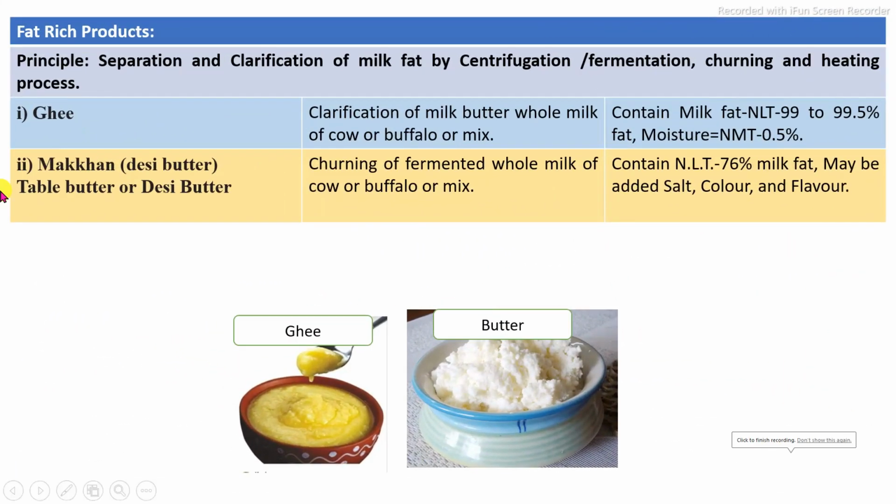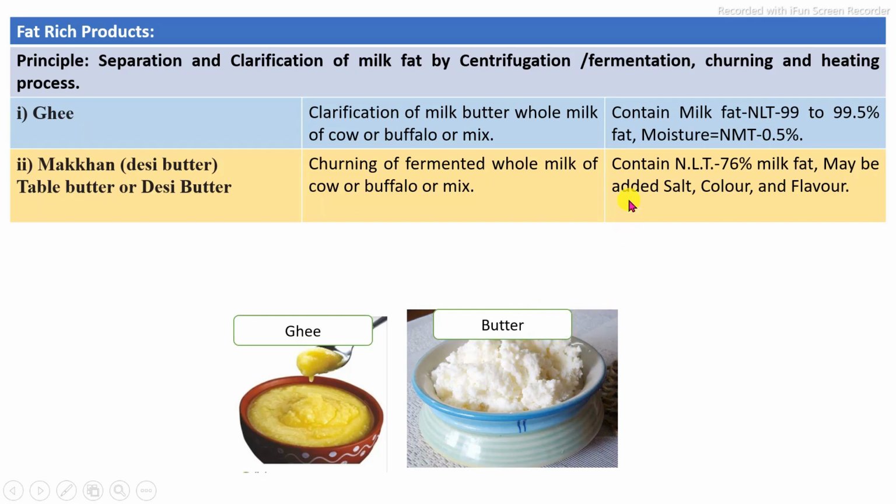Next, the fourth group is the fat rich product. That means the milk cream is separated, and after that the cream is used for the preparation of the product, or through a traditional fermentation process, the curd containing cream is churned. First is the makhan, or desi butter, which is prepared by the traditional fermentation process, in which curd is prepared, and then water is added and it is churned at high speed, so the emulsion breaks and we get the butter.